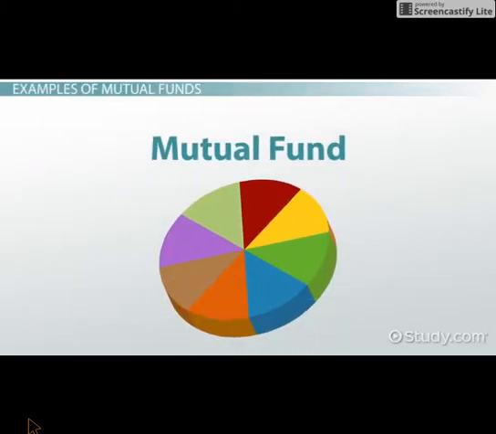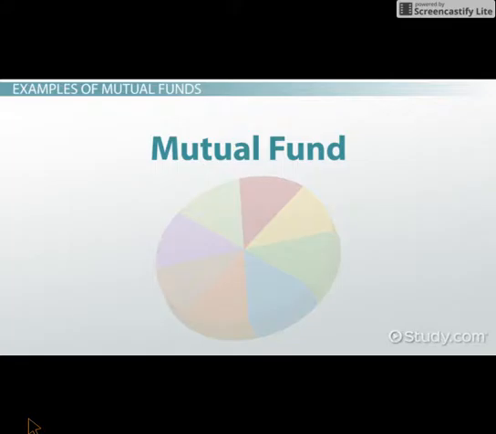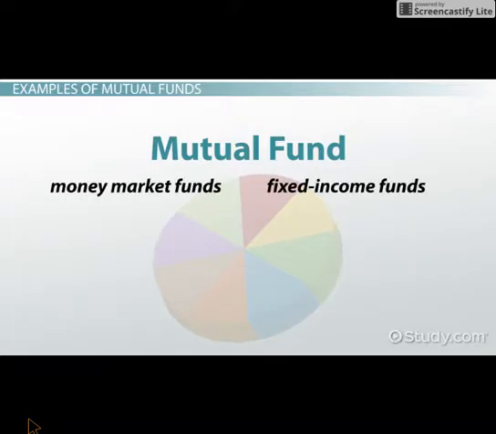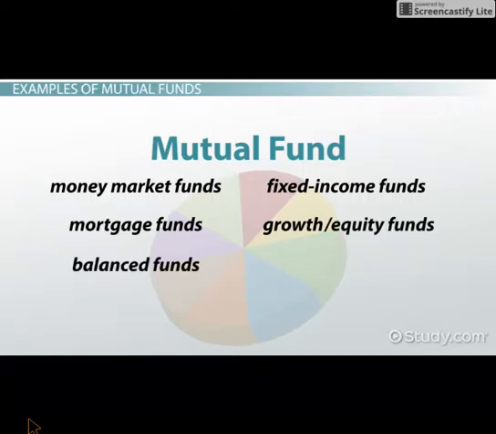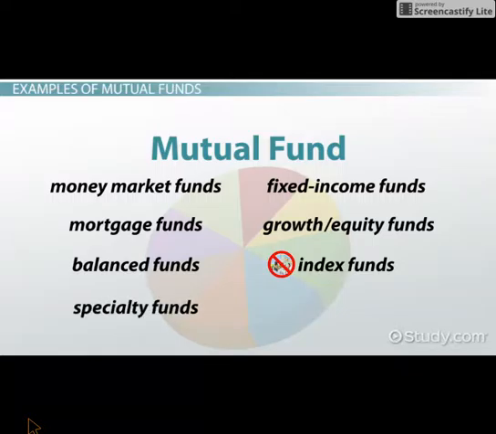For investors with limited knowledge of investments or little desire to research various stocks and bonds, mutual funds may be advantageous. There are 8 common types of mutual funds, several of which we have already explored. The 8 are money market funds, fixed income funds, mortgage funds, growth or equity funds, balanced funds, index funds, which may not be professionally managed, specialty funds, and real estate funds.